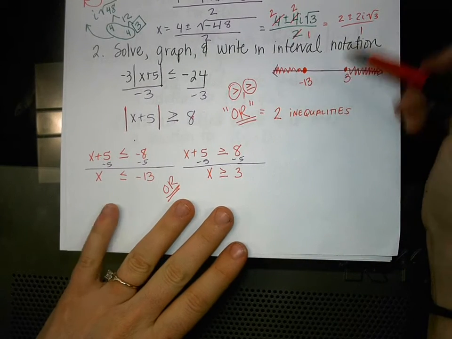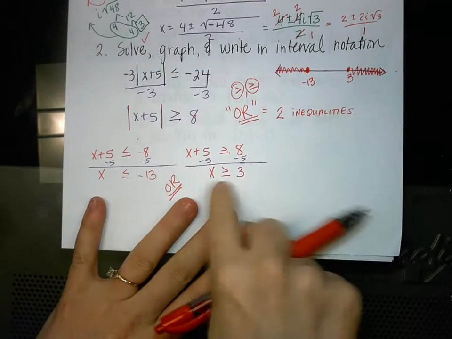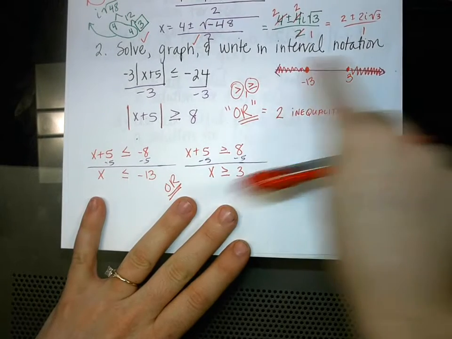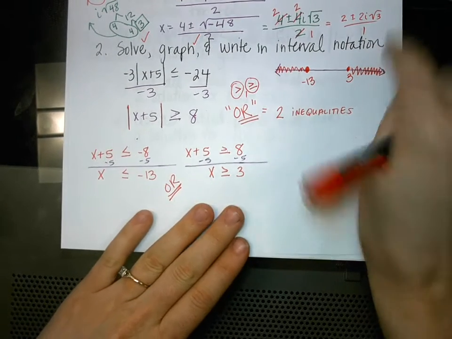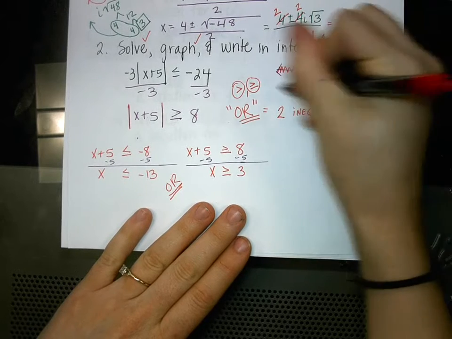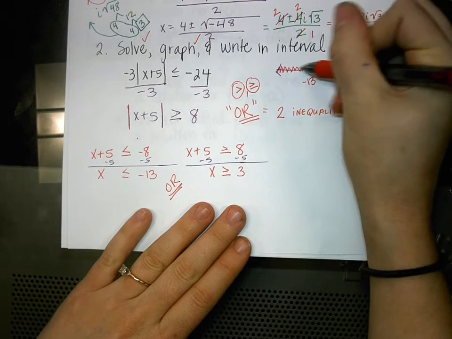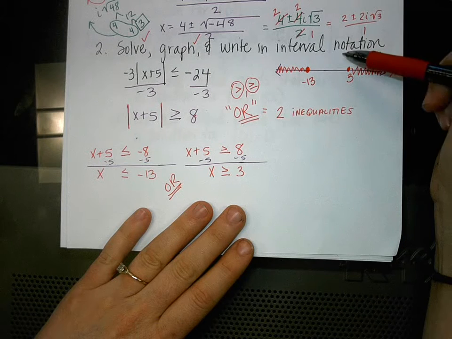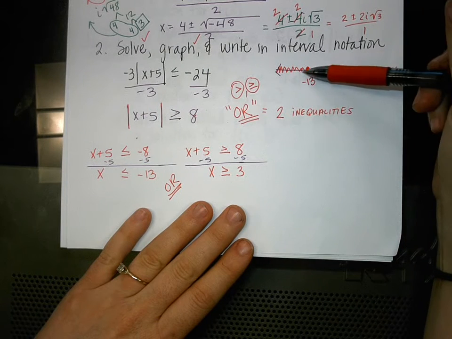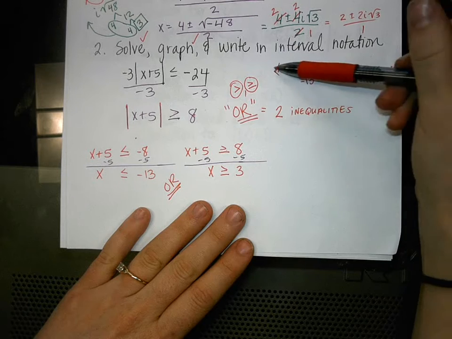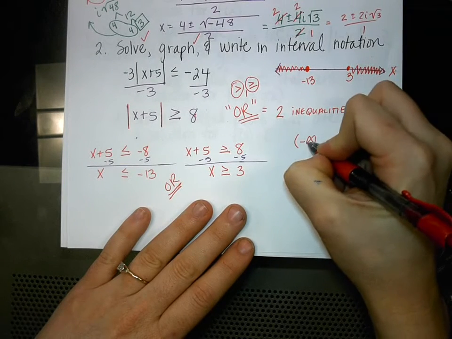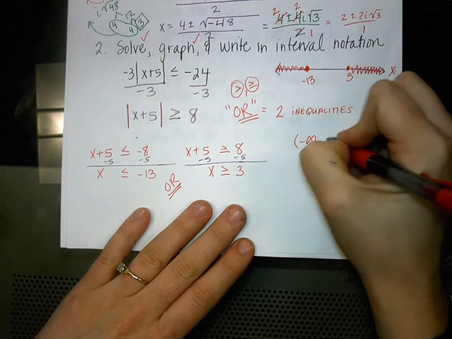So I have solved my inequalities. I have graphed them on the number line, but I haven't written them in interval notation, which is very important. I'm going to use my number line to write my interval notation. So these are all x values, because this is an x-axis. So if I go to the left forever, that means my interval starts from -infinity and goes until -13.